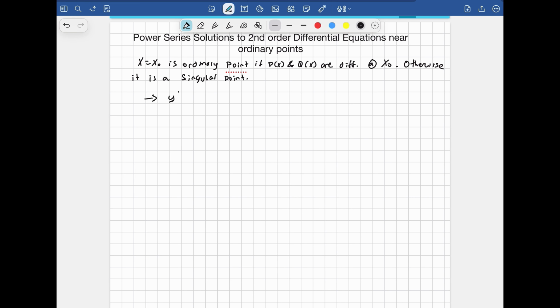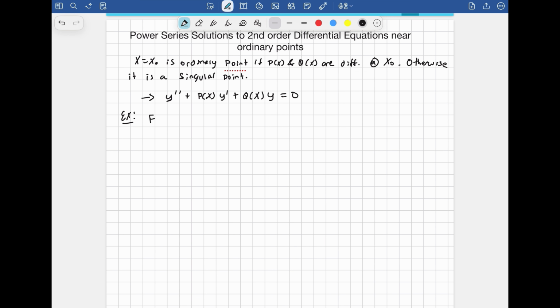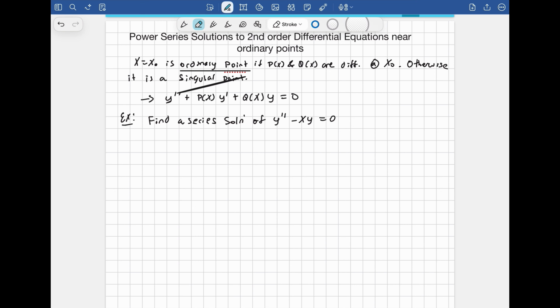We are always going to get our equation into the form y double prime plus p of x y prime plus q of x y equals 0. Find a series solution of y double prime minus x y equals 0. If you're looking for a singular point, come back in a later video, and that is going to be a lot longer of a solution.